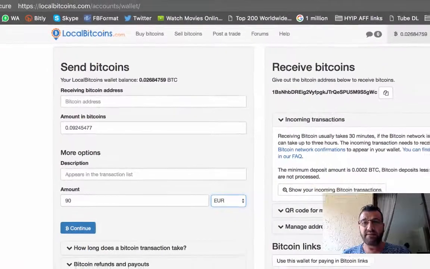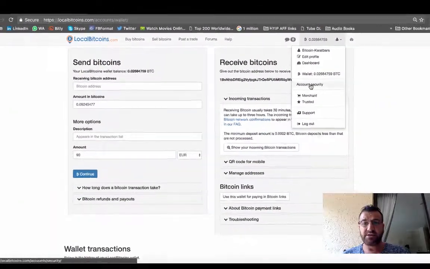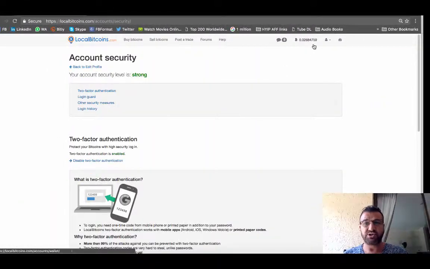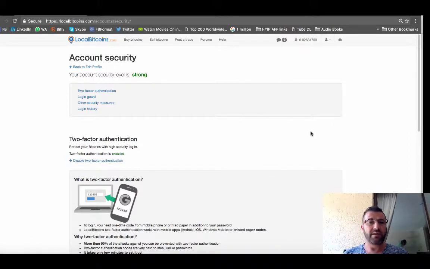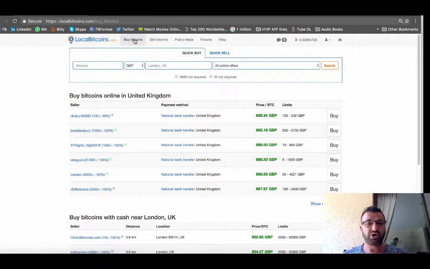So that's the wallet side of it. And the account security, we've gone through. That's the Google authentication. Highly recommend that you install that. And there's not much more to understand on the LocalBitcoins platform. So what I'm going to do is a transaction, and show you how easy and simple it is to do a transaction between one account and another account. But firstly, before I do that, I'm going to show you how to buy Bitcoin. Very, very simple.